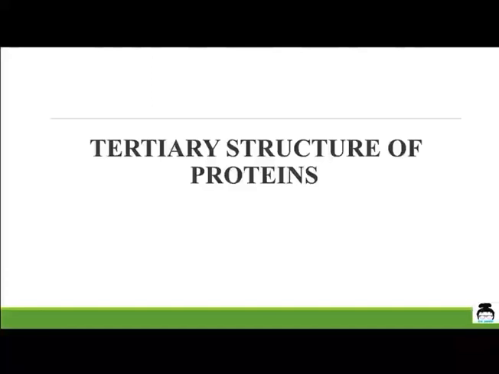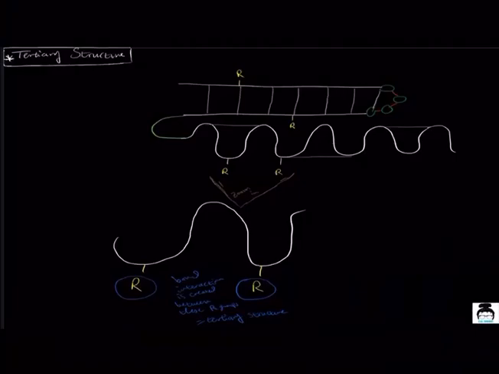Alright, so now we will start discussing the tertiary structure of proteins. Before we begin, let's refresh your mind. Remember that primary structures are made up of a series of peptide bonds. Secondary structures, be it alpha helices or beta sheets, are connected via hydrogen bonds. So primary structures have peptide bonds, secondary structures have hydrogen bonds. What sort of bonds are found in tertiary structures?